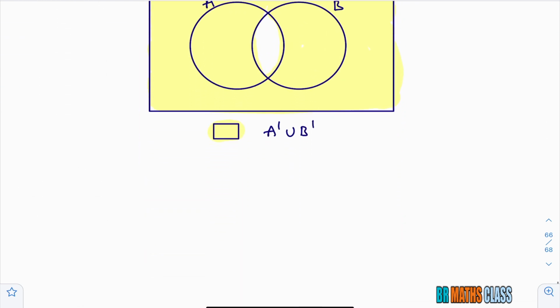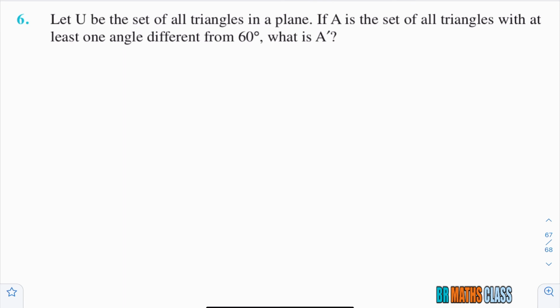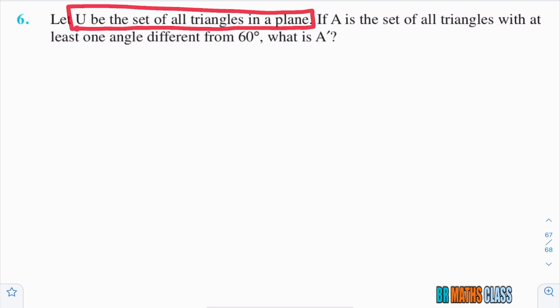Now we'll move to the next question, the sixth question. This is a little tricky question. Many students will get confused, but actually it is very easy. You observe, what is U? U is the set of all triangles in a plane. All triangles means equilateral triangle, scalene triangle, isosceles triangle, right angled isosceles triangle. All triangles in a plane is the universal set.